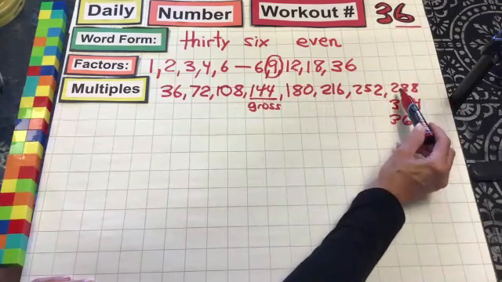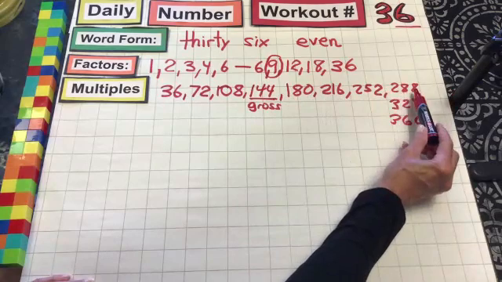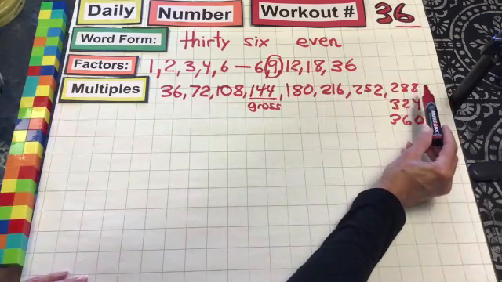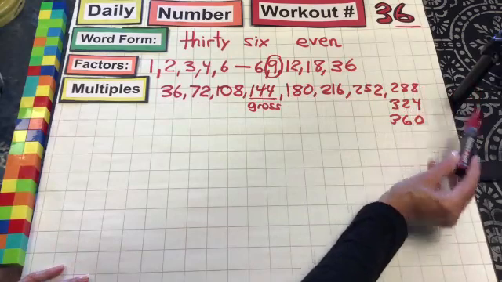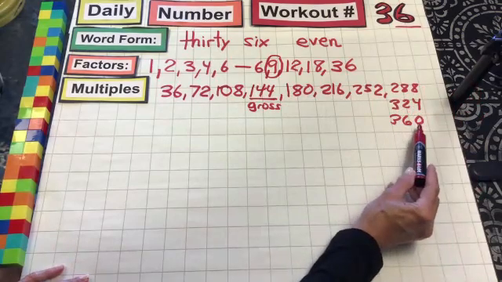Now this gets tricky. 2 plus 8 is 10, plus 8 is 18. And when you add 1 and 8 together from the 18, it equals 9. 3 plus 2 is 5, plus 4 is 9. 3 plus 6 plus 0 is 9.